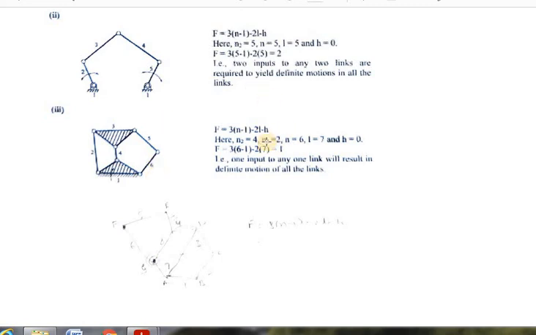So l is equal to 7. So the number of degrees of freedom is equal to 1. That means one input to any one link will result in a definite motion of all the links. Okay, so this is one example that we have.